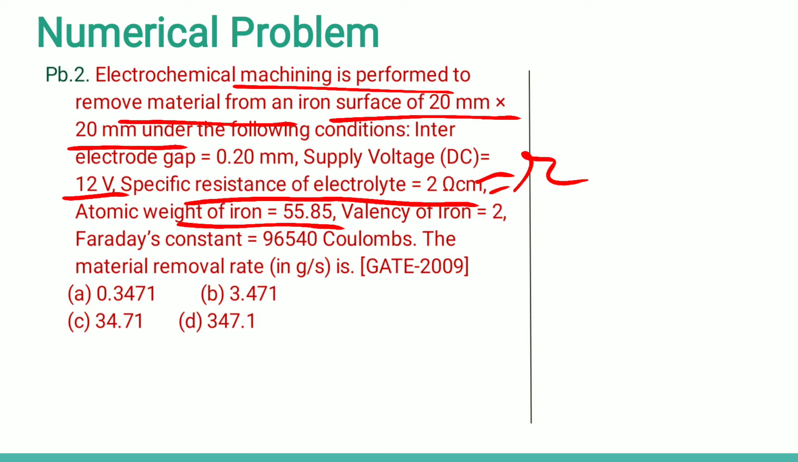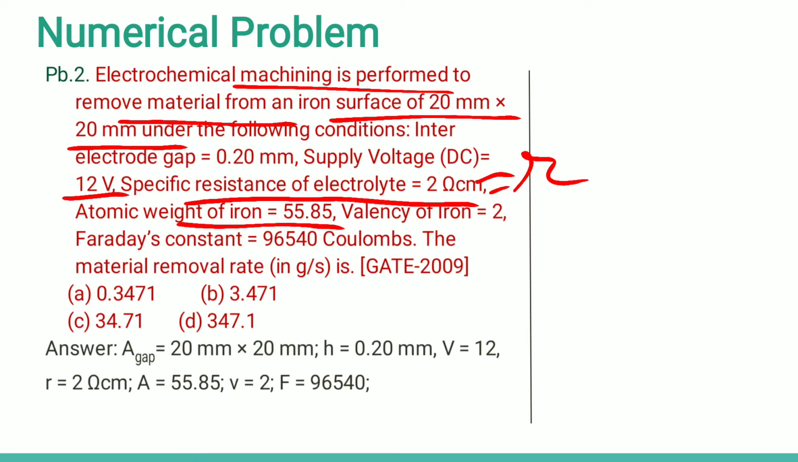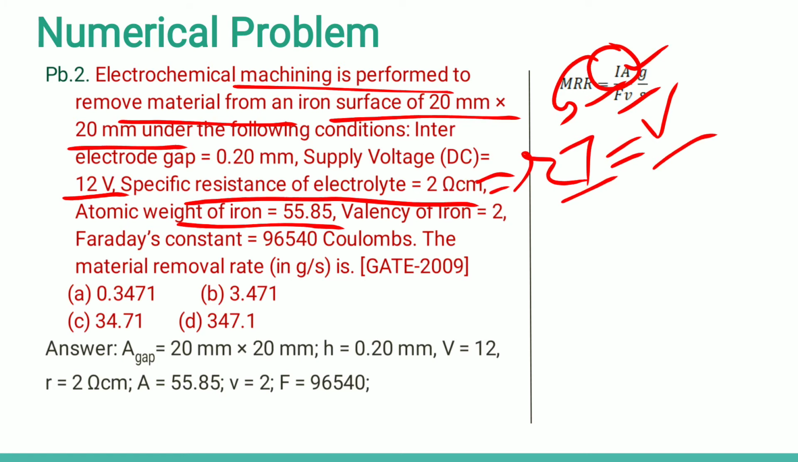So first of all, we write the data that is given to you: area, or the surface area, that is 20 by 20, h, V voltage, small r, that is specific resistance, atomic weight, density, valency, and the F. So how do we calculate this MRR? That is I into A upon F into V. Now A is given to you, F is given, V is given, but I is not given. So for that I, we can take this formula as V by R. But V is given, R is not given.